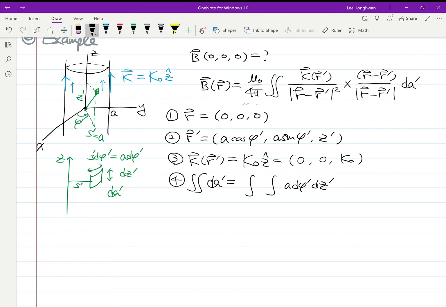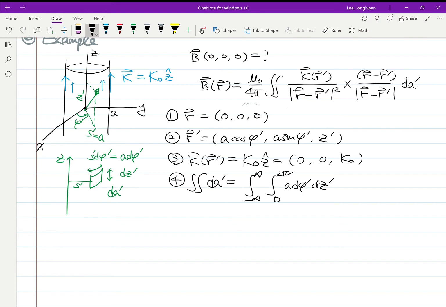Okay, and in order to cover all the surface of this infinitely long cylindrical surface, the integral range should be one circle from 0 to 2 pi for phi prime, and for the z prime it will be negative infinite to infinite. Let's write down z prime first. So z prime from negative infinite to infinite, phi prime from 0 to 2 pi.